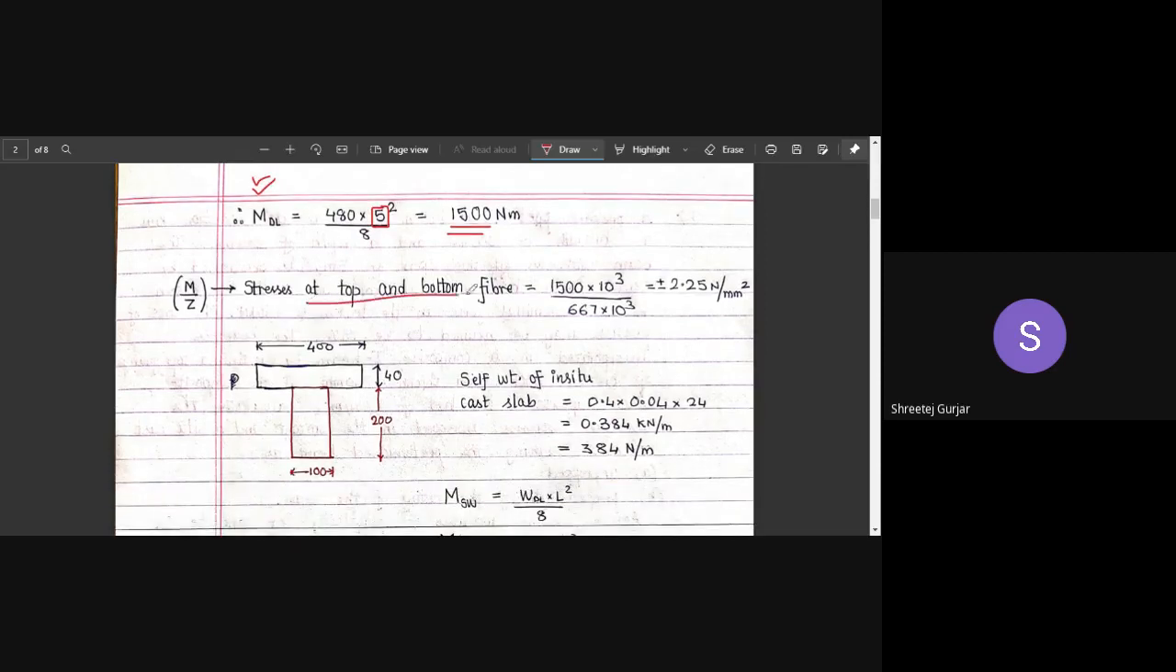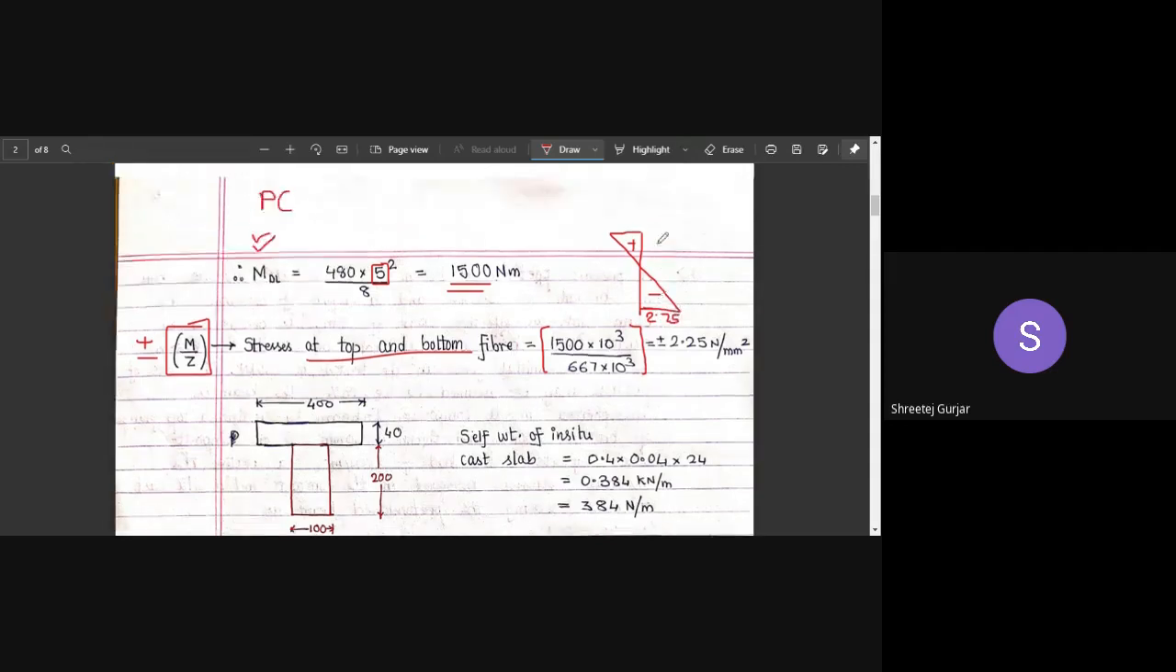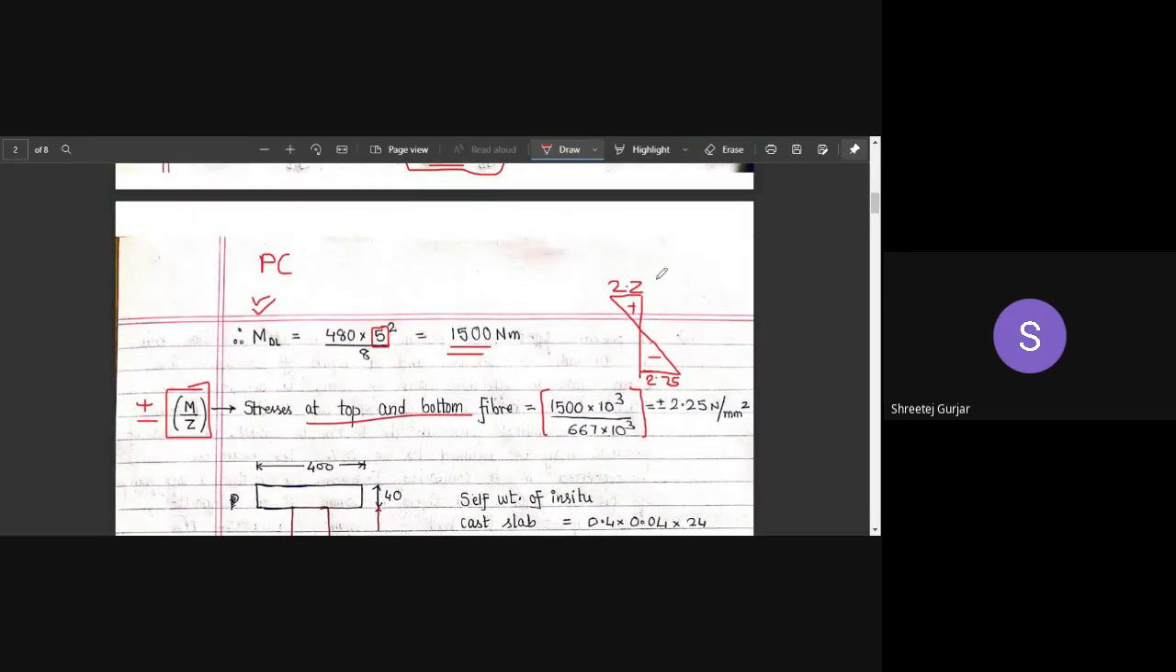Now stress at the top and bottom fiber, we use the formula P by A plus or minus M by Z, plus for top fiber, minus for bottom fiber. So M by Z we have done over here, and it is plus or minus, so it will be in this particular format. This is the second stress diagram that we have drawn. So this is plus and this is minus, and the value here is 2.25, both at the top and at the bottom.